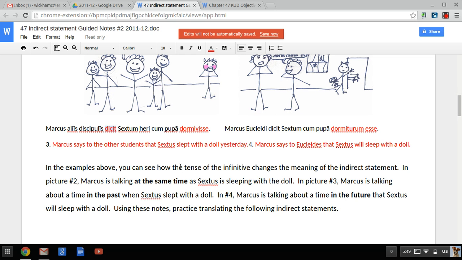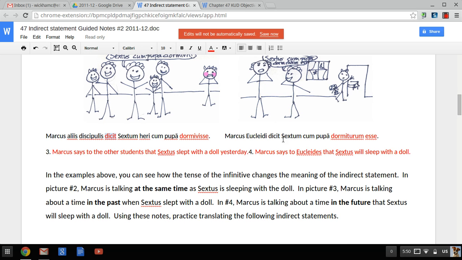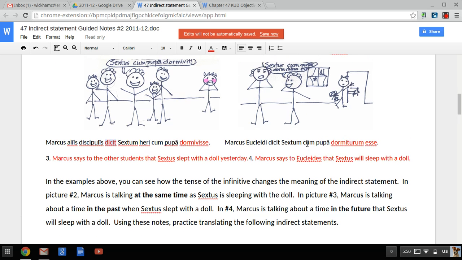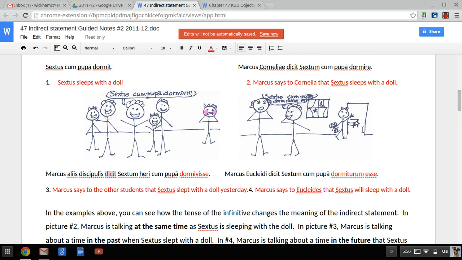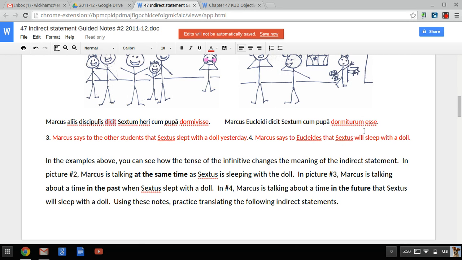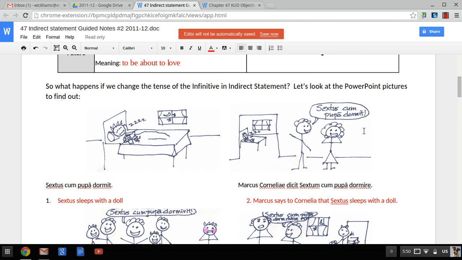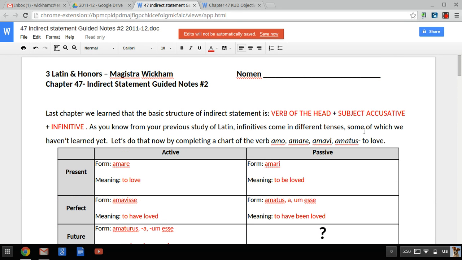And in number 4, we have Marcus talking about a time in the future that Sextus will sleep with the doll. Marcus says to Euclides that Sextus will sleep with the doll because he's about to go into his room with the doll to go to bed. I like their expressions of shock. Oh no. All right. So that's sort of just a basic introduction to using different tenses of infinitive with our indirect statements. And again, if it's not making total sense yet, that's okay. We will go over it again on Thursday.